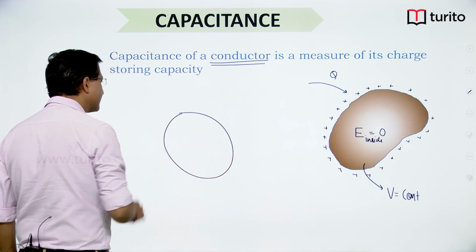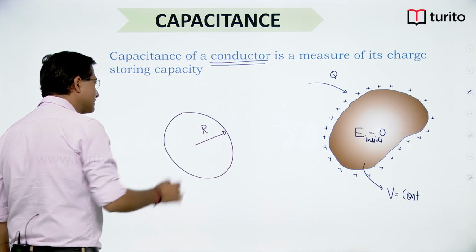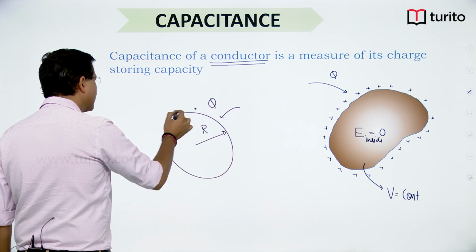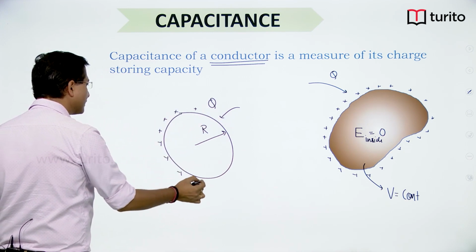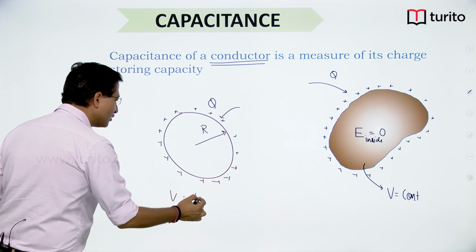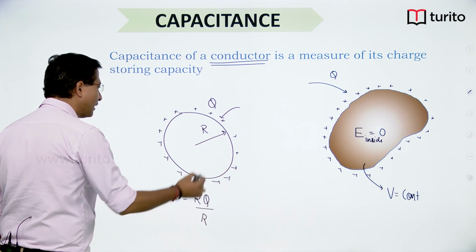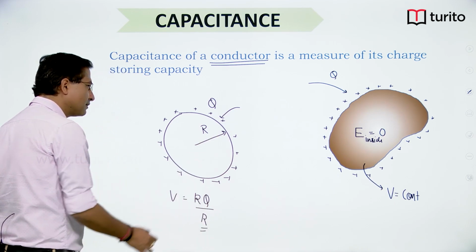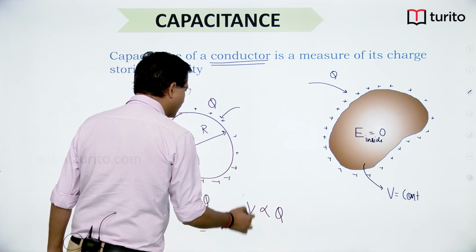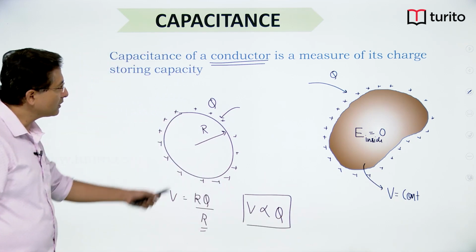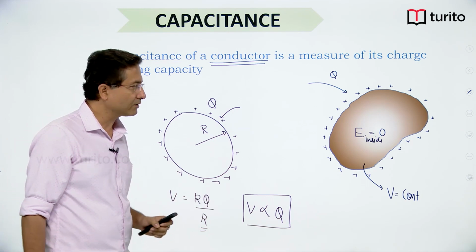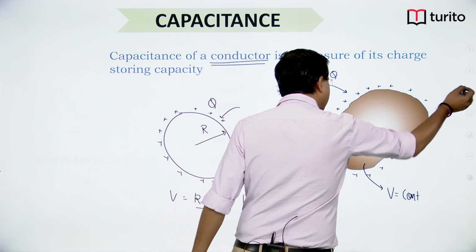For example, if I take a spherical conductor, it is easy to conclude from here. I give Q charge. That Q charge will be uniformly distributed over this conductor, and I can directly write the potential is equal to KQ divided by R. R is the radius of the conductor, which is constant in this case, which means the potential is directly proportional to the charge we have given to the conductor, right.